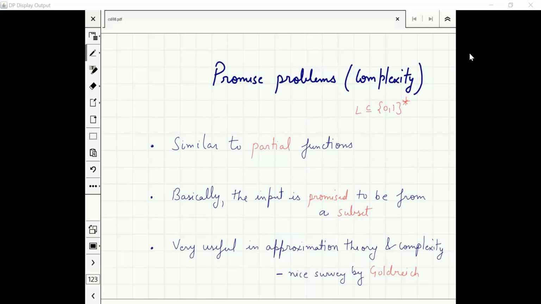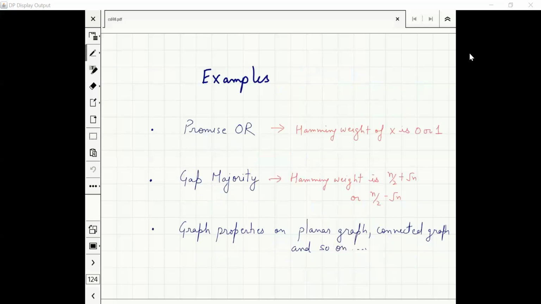There's a nice survey by Goldreich, actually, which talks about these promise problems and gives you a lot of applications of why promise problems are important in complexity. And the point again is that in some sense, total functions are special, not promise problems. The most natural way to define a function is to define it as a partial function, and then we can study total functions. Let's see some examples of partial functions. We have actually talked about them already.